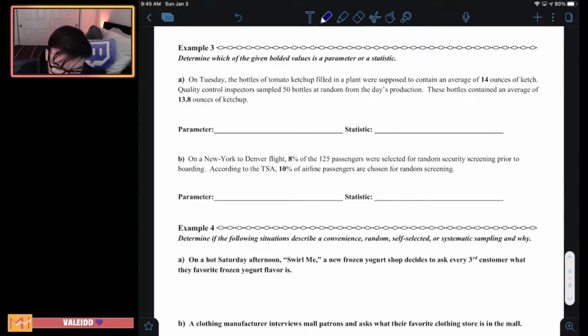So on Tuesday, the bottles of tomato ketchup filled in a plant were supposed to contain an average of 14 ounces of ketchup. Quality control inspectors sampled 50 bottles at random from the day's production. These bottles contained an average of 13.8 ounces of ketchup. So, okay, here's the question. What is the population?